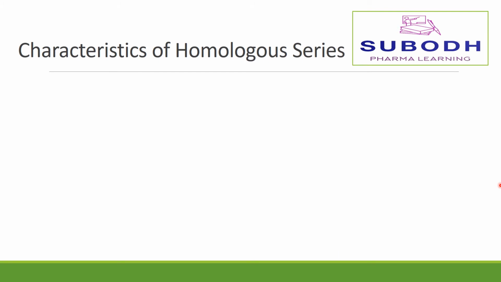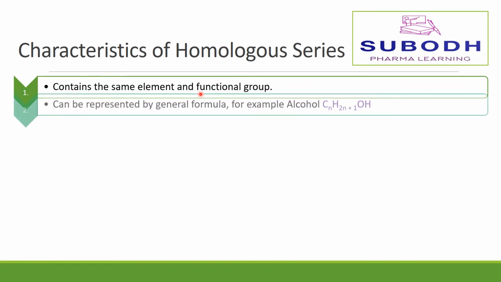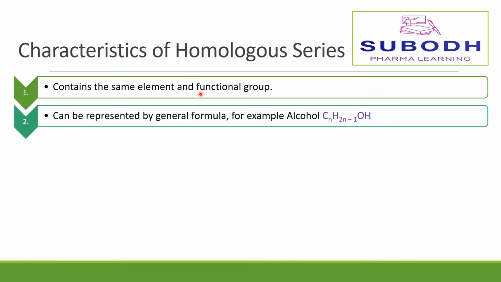Now we will see the general characteristics of homologous series. All the compounds in the series contain the same elements and functional group. All the compounds in the series can be represented by a general formula. For example, alcohol, which has a general formula CnH2n+1OH.